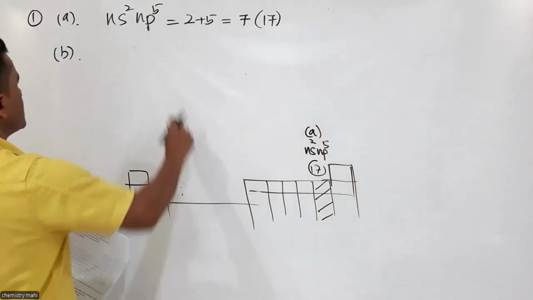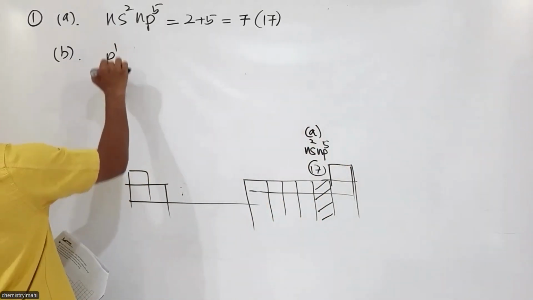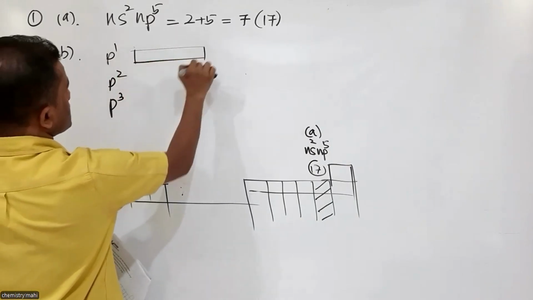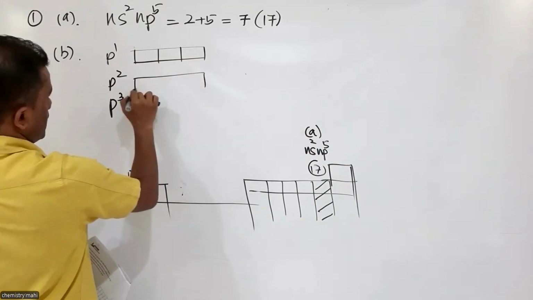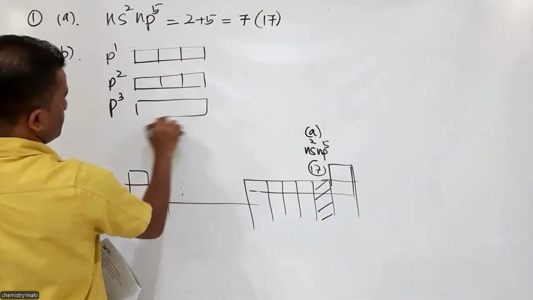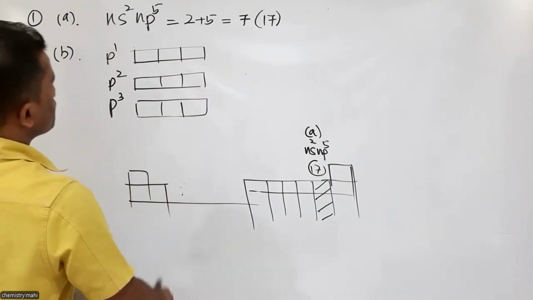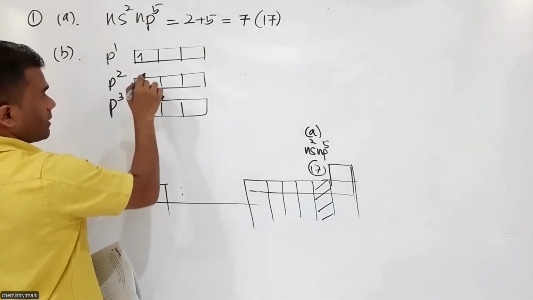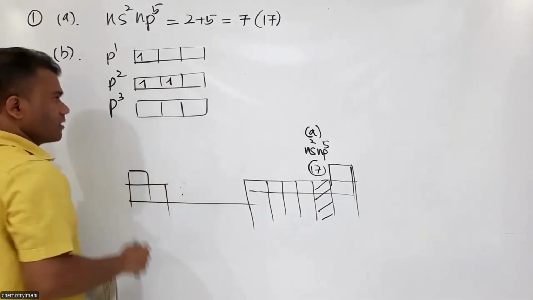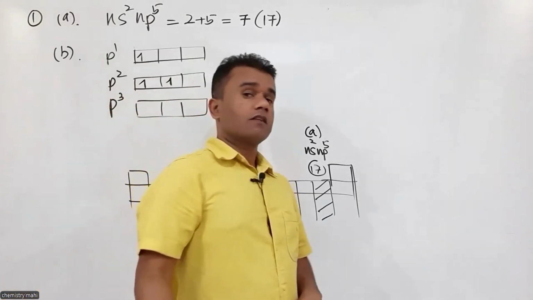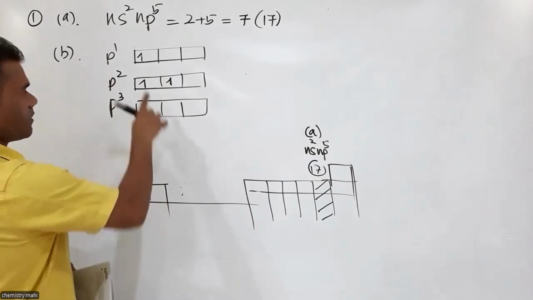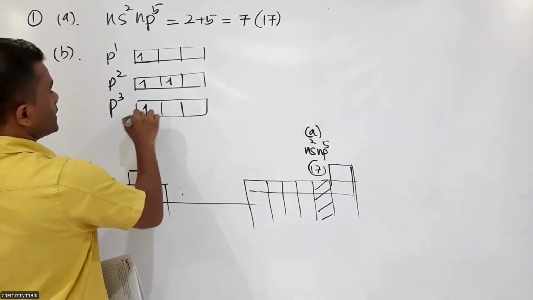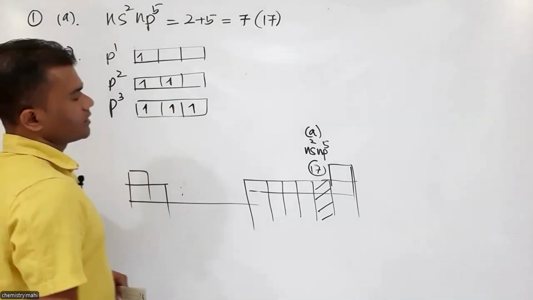3 unpaired p electrons. So you can have configurations p1, p2, p3. When you fill these orbitals with electrons, I ask you to obey Hund's rule. If there is only 1 p electron, it should be here. If there are 2 p electrons, one goes in one orbital, the other in another orbital, with parallel orientation. For p3, there are 3 electrons, and these 3 should be in 3 separate orbitals.